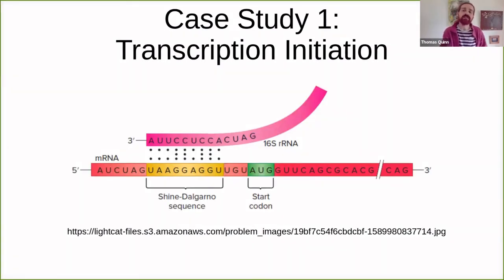There are two case studies I'd like to discuss before going into the details of how the method works. The first is transcription initiation, which is a process in which DNA is turned into an RNA transcript. This generally involves the cooperation between two motifs.